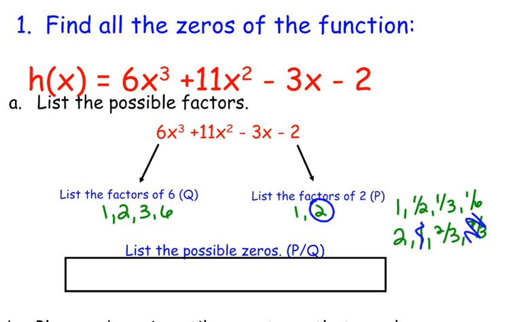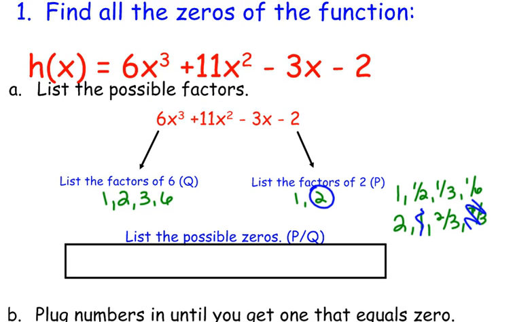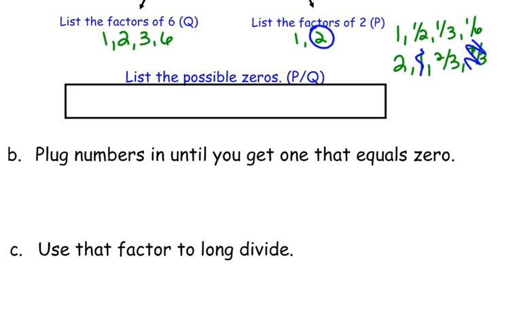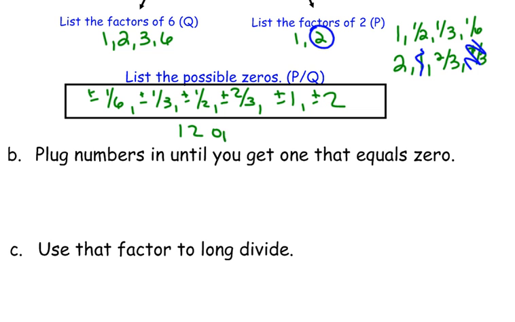So when I write them here, which we did the other day, so hopefully you're remembering that, I would have plus or minus, my smallest fraction is 1/6, then 1/3, 1/2, 2/3, and then plus or minus 1 and plus or minus 2. So all of my possible options for roots for this polynomial are the ones up here, because there's, excuse me, 12. There's 6 numbers, so with the plus or minus we have 12 options.